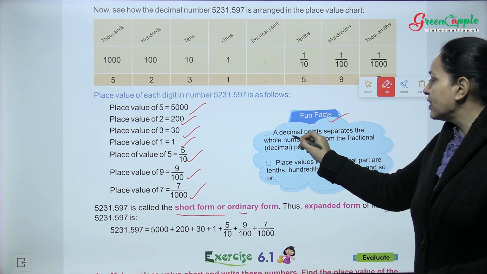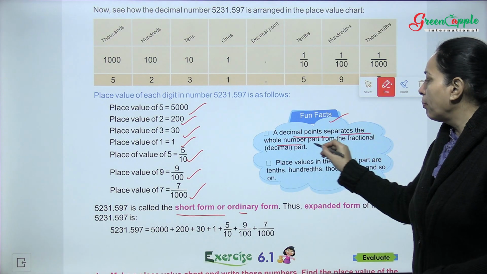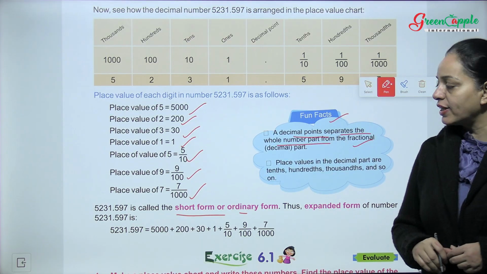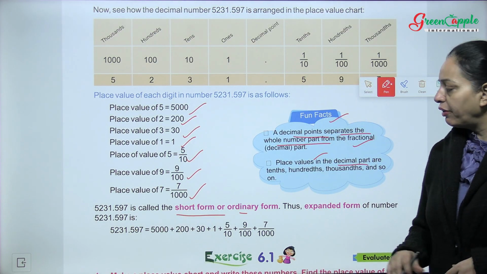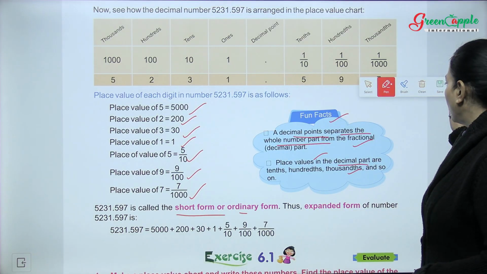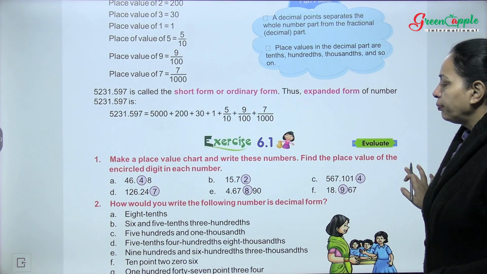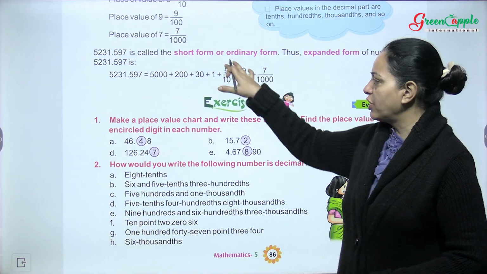Now fun facts: a decimal point separates the whole number part from the fractional or decimal part. Place values in the decimal part are tenths, hundredths, thousandths and so on. Now here you can see how we can write it as I told you.